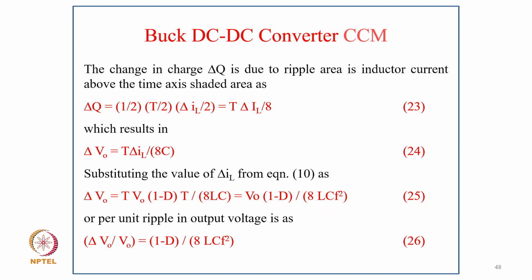The change in charge, delta Q, is due to the ripple area in the inductor current above the time axis, the shaded area. So delta Q equal to half into T by 2 into delta IL by 2, that is equal to T into delta IL by 8, which results in delta V equal to T delta IL upon 8C. Substituting the value of delta IL, delta V equal to T V0 (1 minus D) upon T divided by 8 LC, or V0 (1 minus D) upon 8 LC F square. In per unit, the ripple in the output voltage, delta V upon V0, is equal to (1 minus D) divided by 8 L C F square.